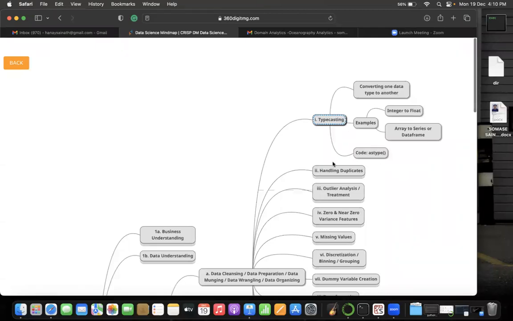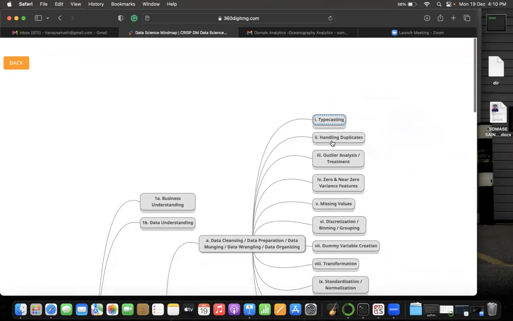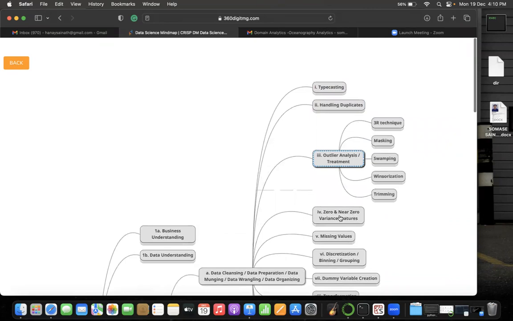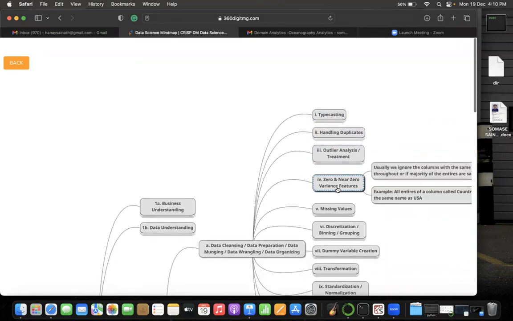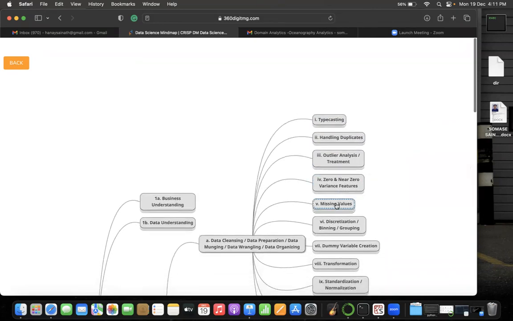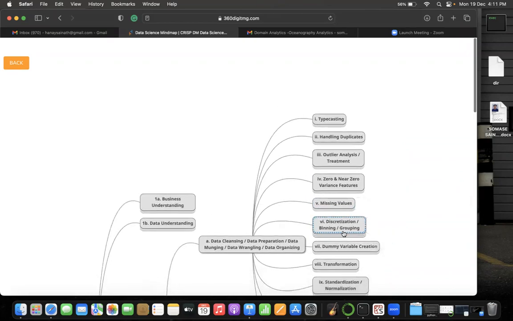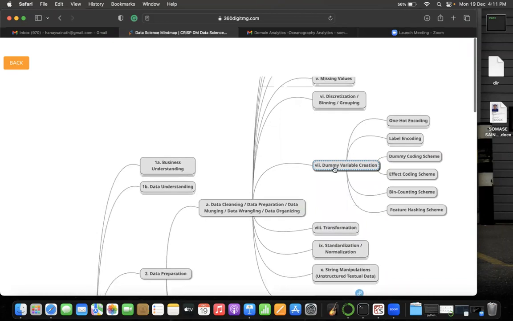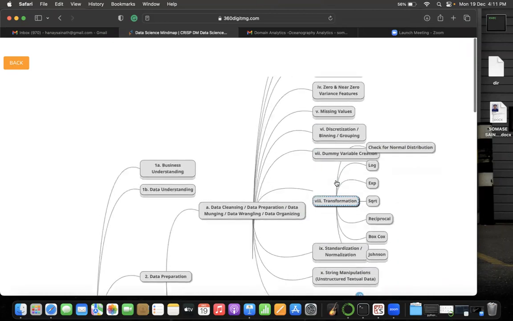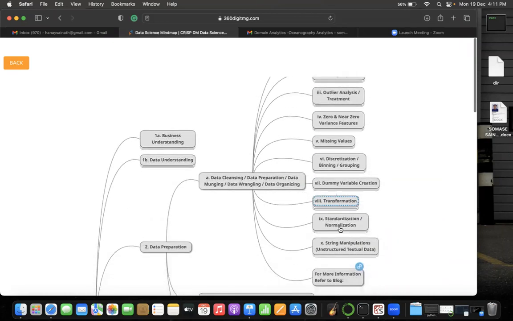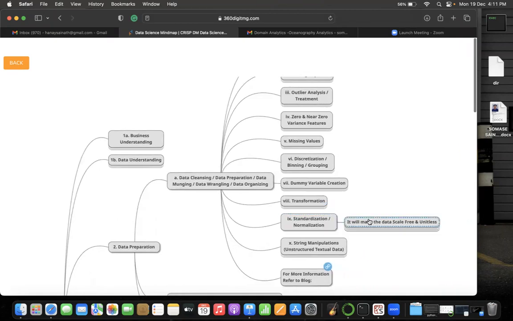We have discussed typecasting, handling duplicates, outliers, zero and non-zero variance, missing values, discretization, dummy variables, and transformations. Here we have standardization or normalization.